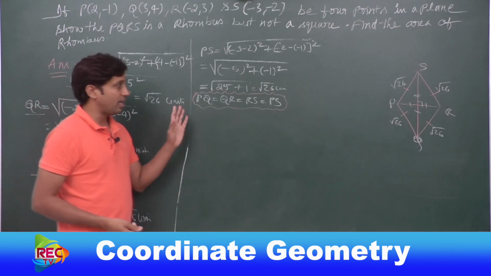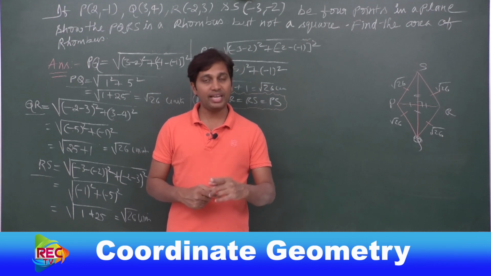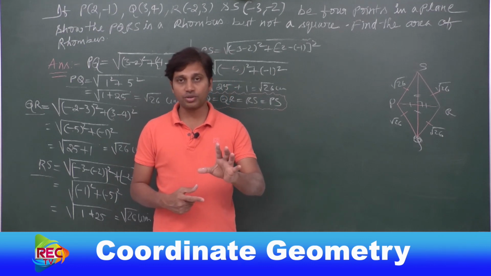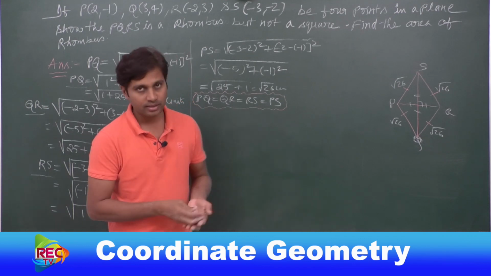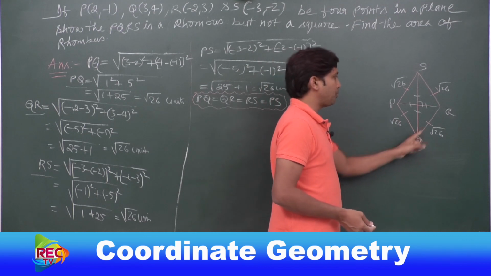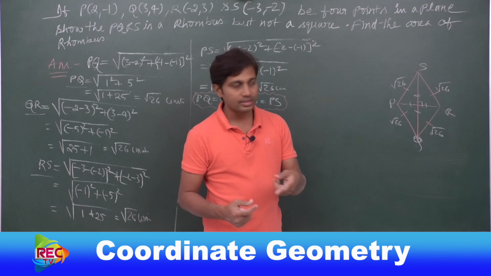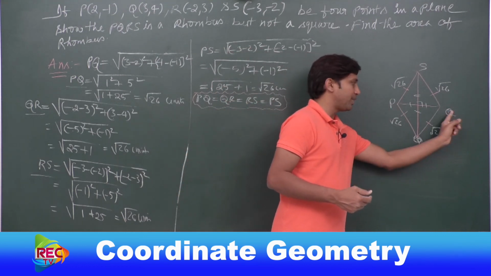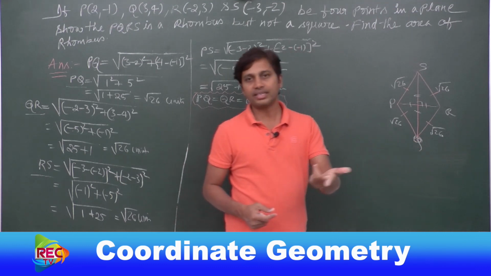When all the sides are equal, there is a possibility of two figures: one is a square and one is a rhombus. Now we need to prove something about the diagonals. Let us find out the lengths of the diagonals. What is a diagonal here? In PQRS, a diagonal means the line joining opposite vertices. Here P and R, that is PR, is one diagonal, and QS is the other diagonal.